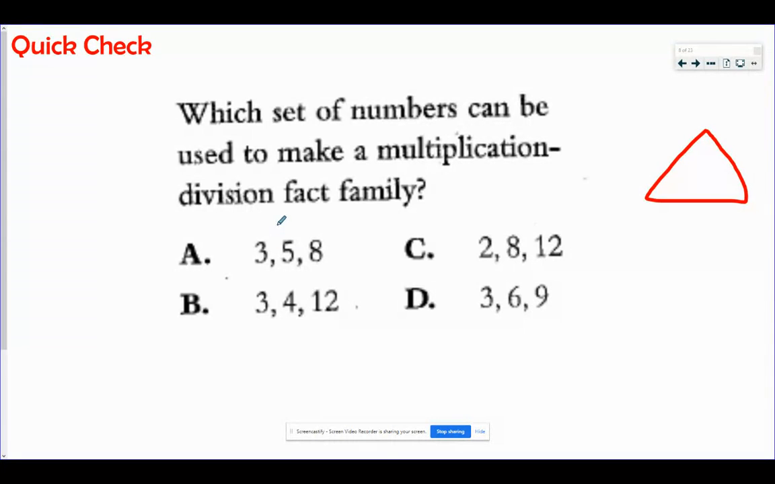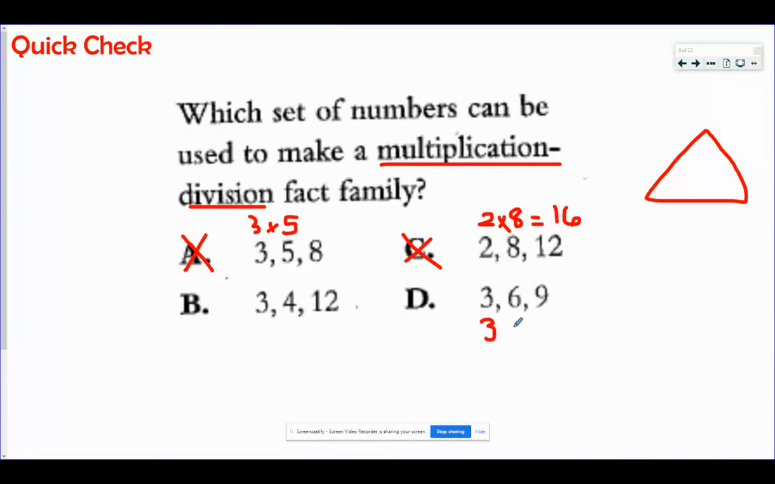All right, if I start out and look at letter A and I say 3 times 5, that 3 times 5 is not 8. 3 plus 5 is 8, but we're looking for multiplication and division. So that wouldn't be the answer. 2 times 8 is not 12, it's 16. So we could not make a fact family out of that.